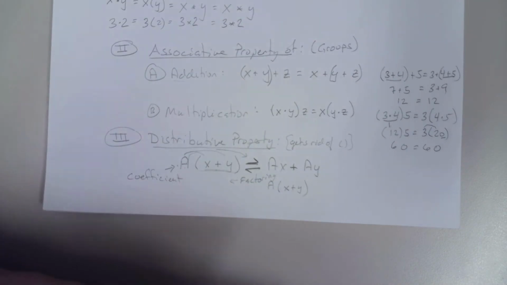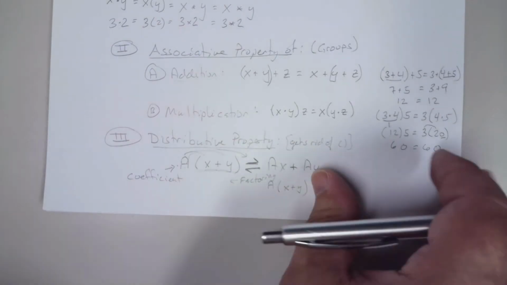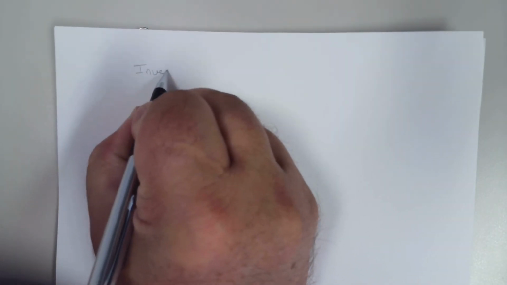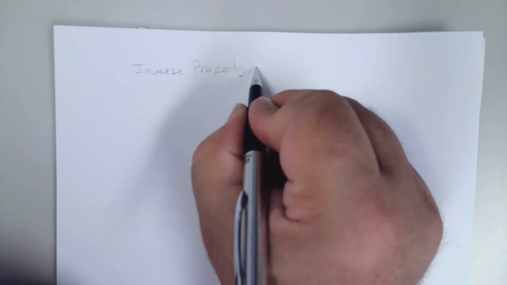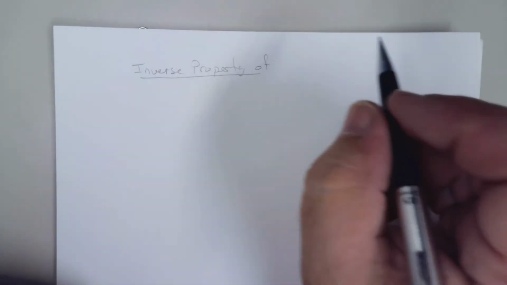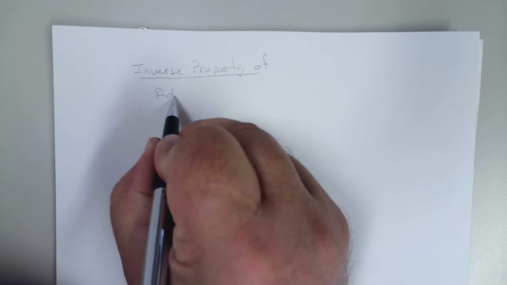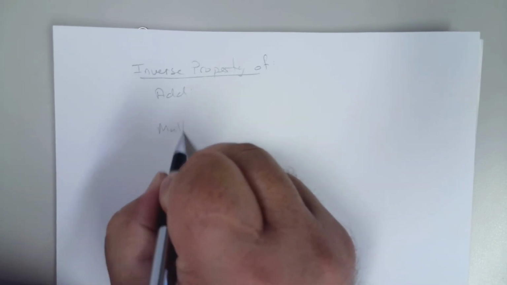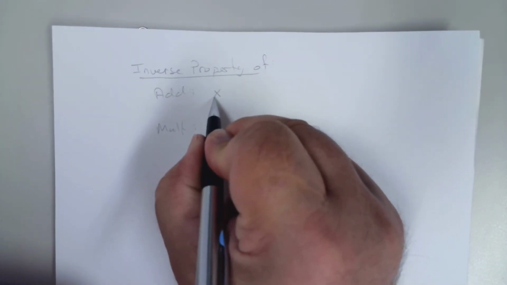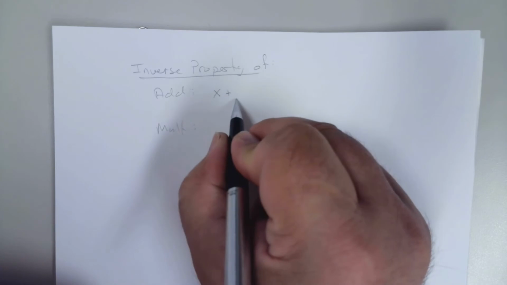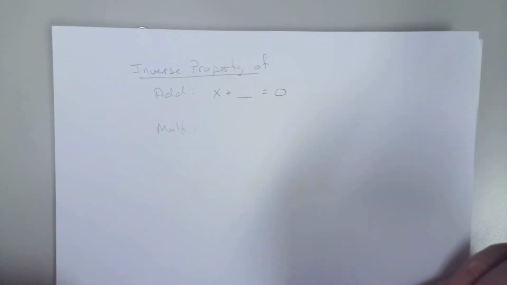And we have identities, inverses. We won't get too much into those, but for example, the inverse property of addition and multiplication. So we have x plus what gives us 0?